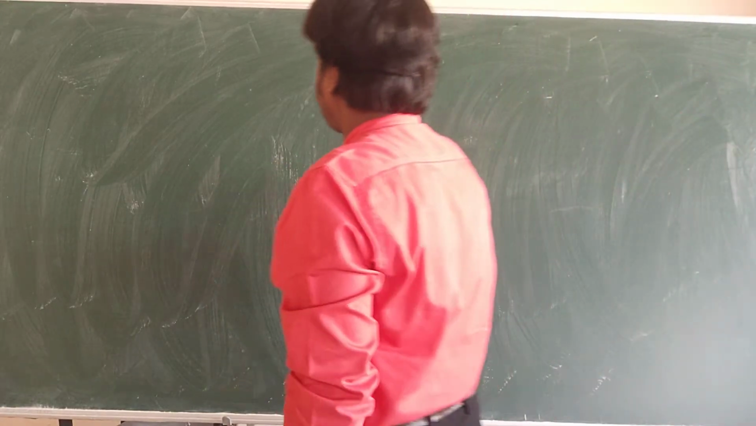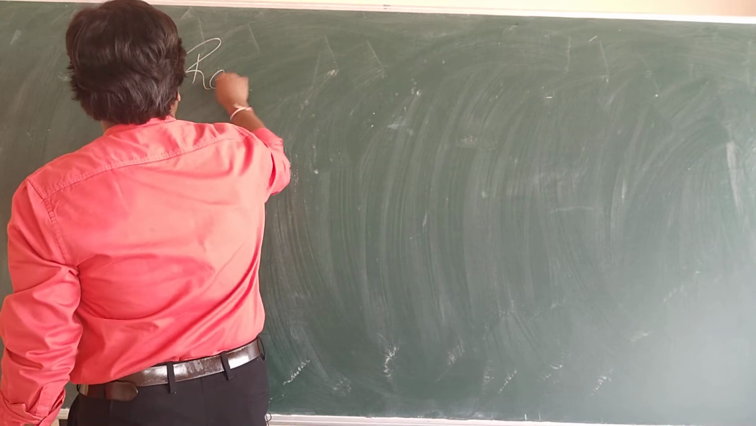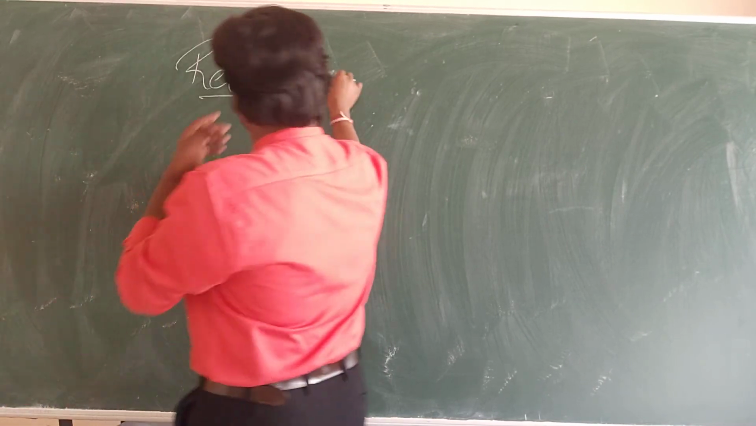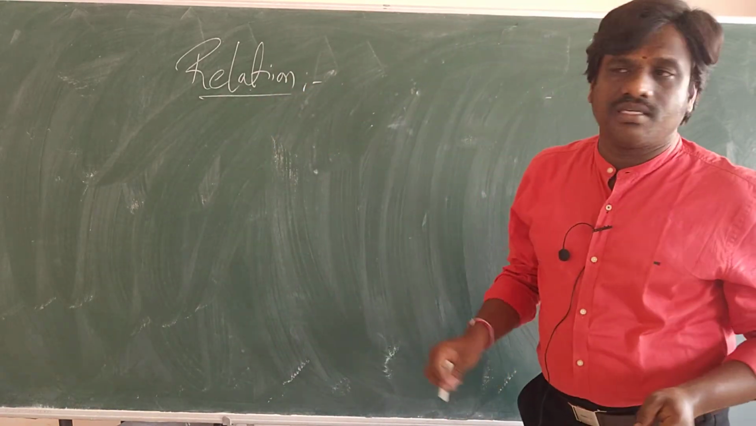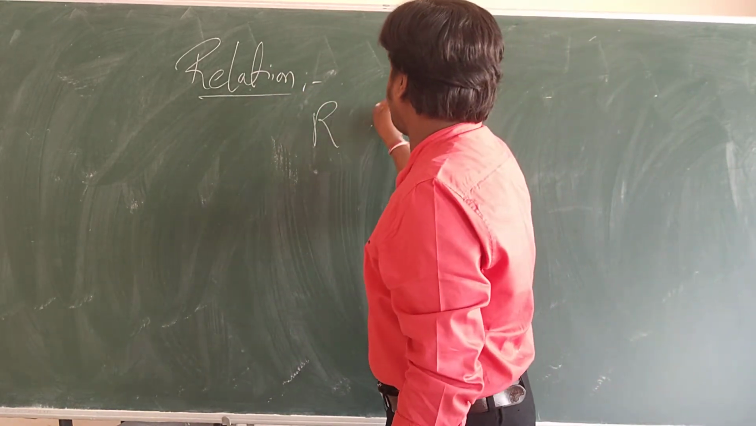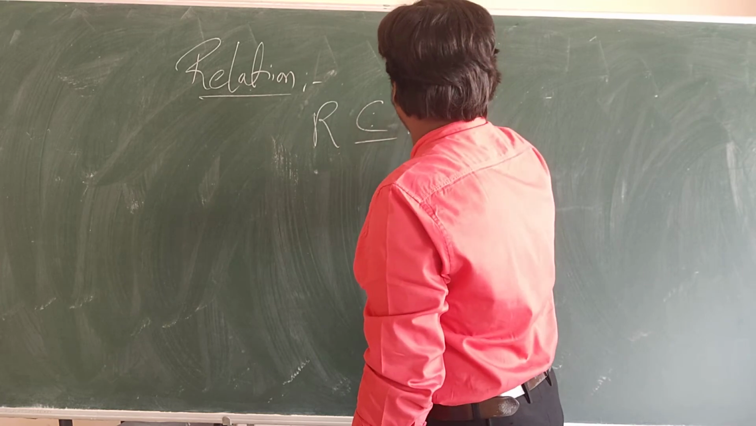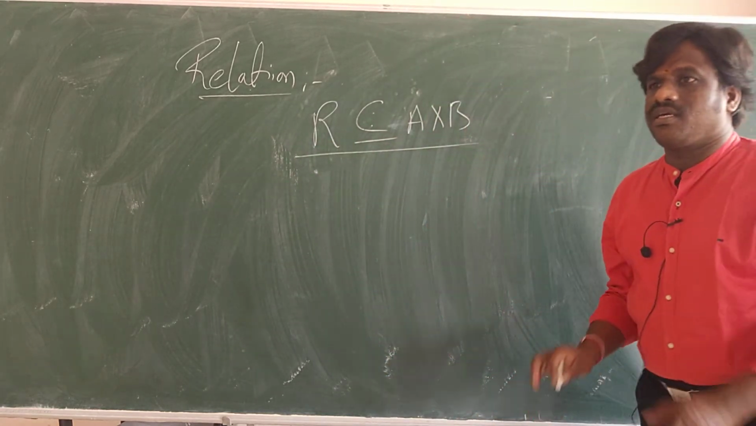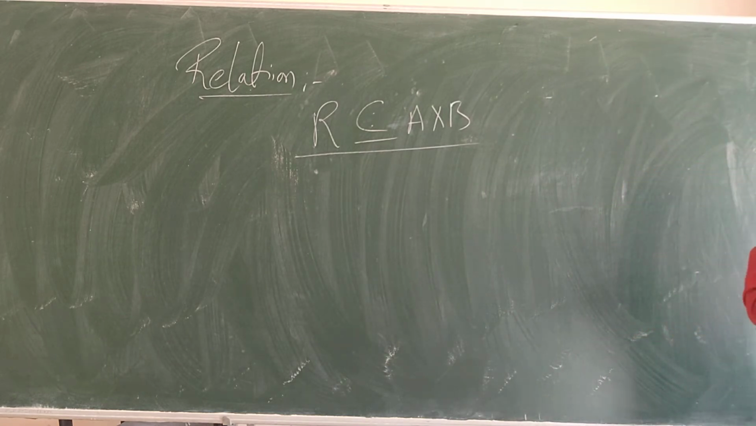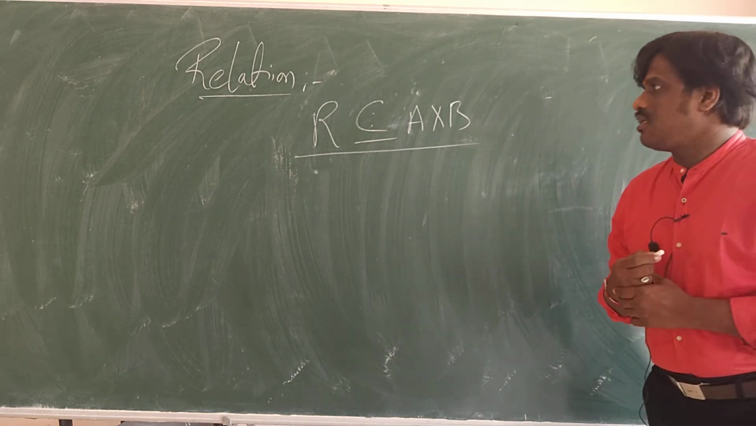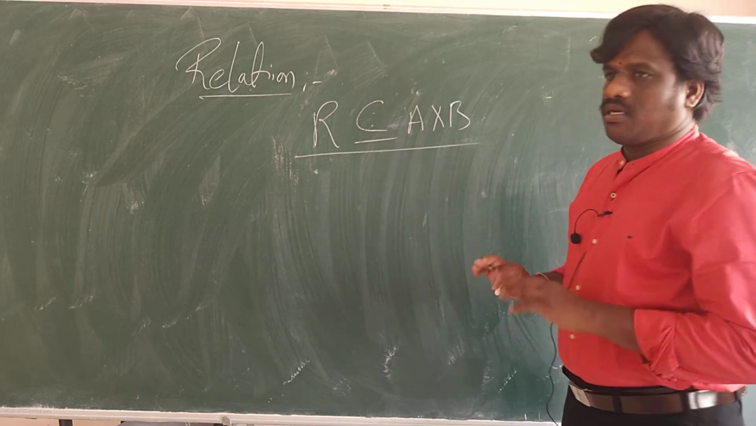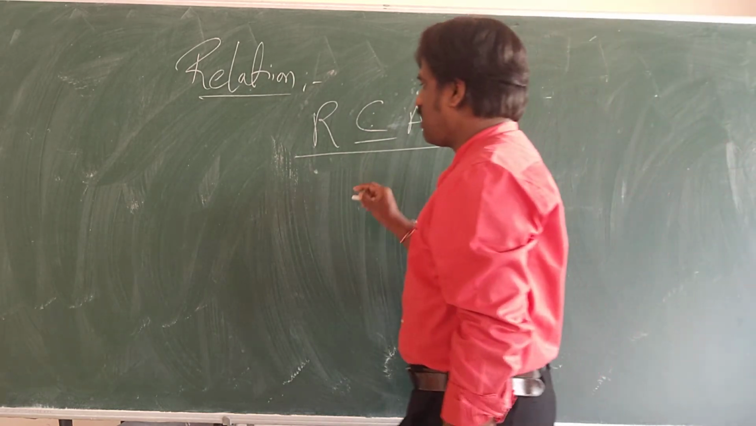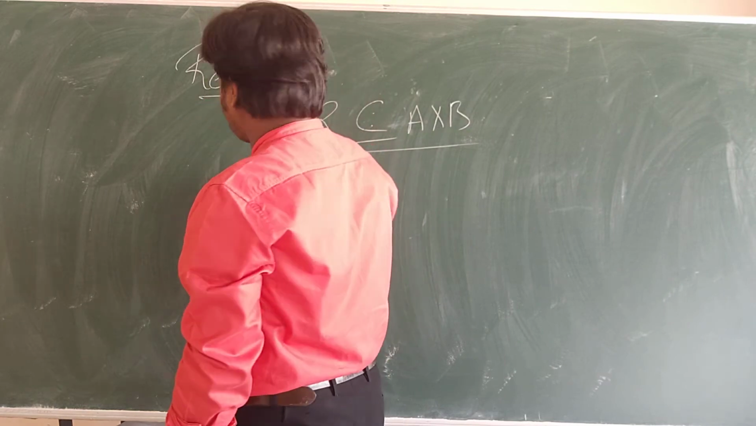Okay, relation. The next concept is relation. What is a relation? A relation is a set which is a subset of A cross B. So any set which is a subset of A cross B is called a relation. A cross B is the biggest relation among all the relations.